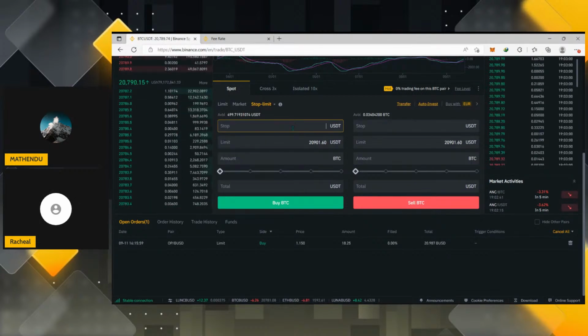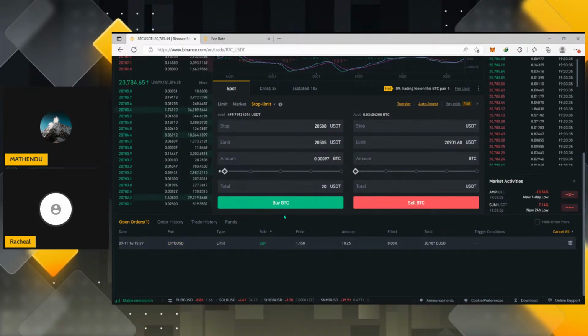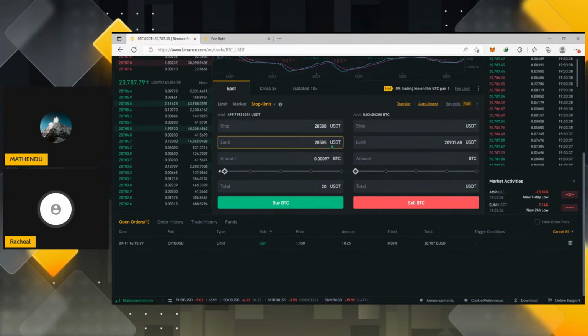Since I'm buying and I want to buy lower, in this example I would set my trigger price to maybe 20,500. And then I can set my limit to be slightly above that, so maybe 20,505. What this means is, let me set an amount, $20 again. This 20,505 is the price at which I want to buy.